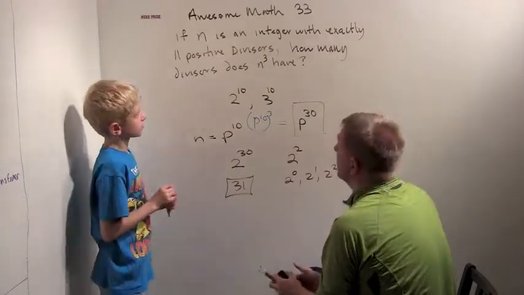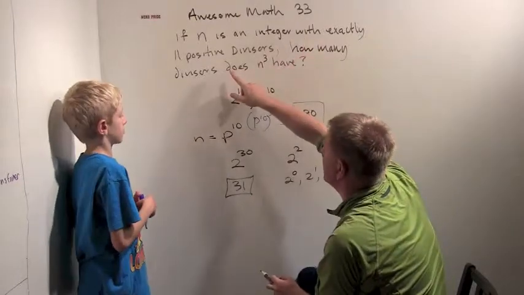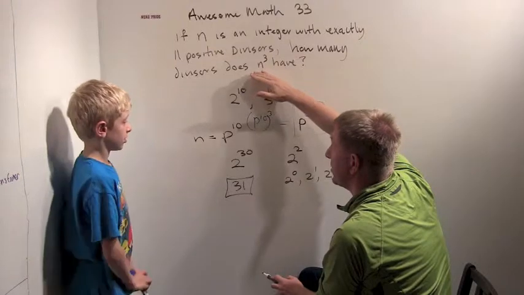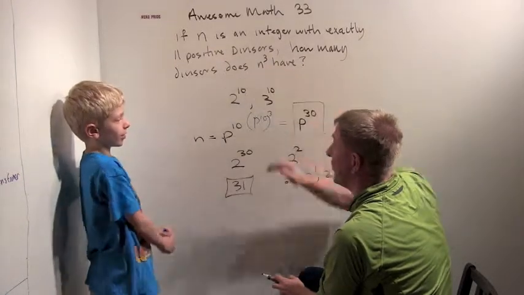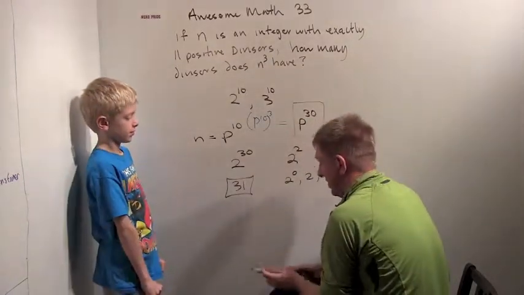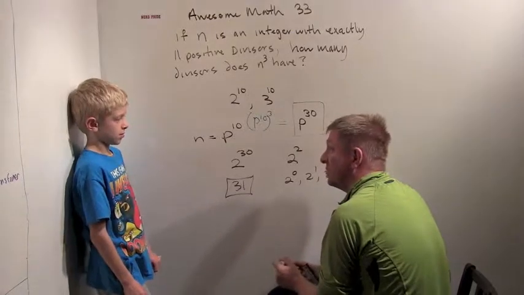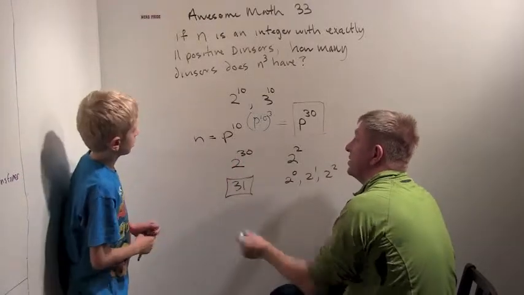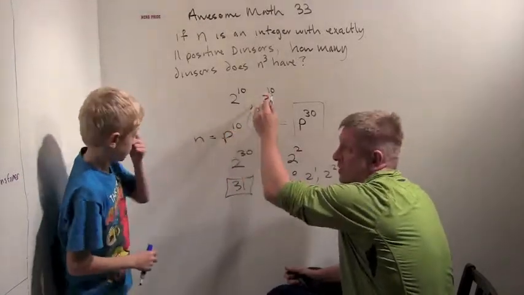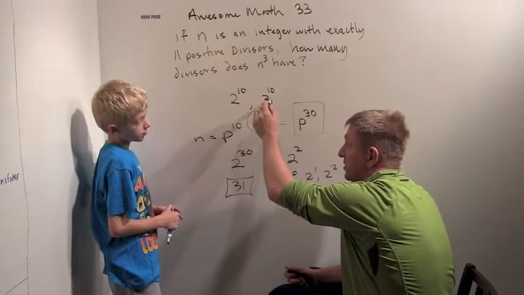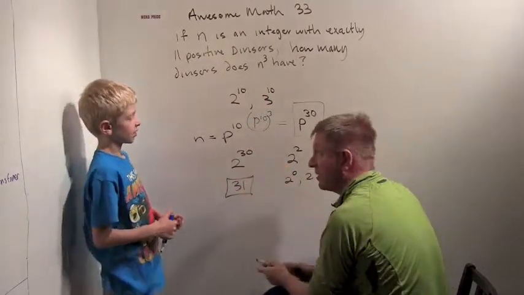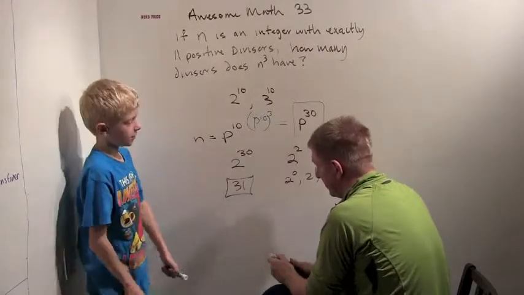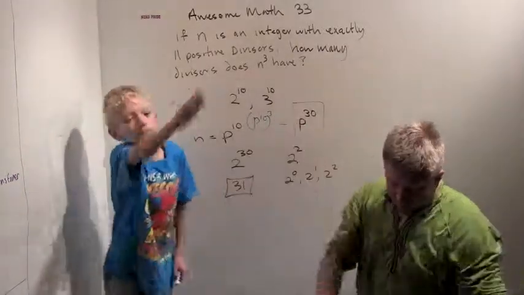So we just learned that if n is an integer with exactly 11 positive divisors, its cube has how many divisors? 31. Whoa. Can you believe that? Yeah. Wow, pretty cool, right? You know what the neat thing is? We don't know what the numbers are. Well, you did know what 2 to the 10th was, but we don't know what 3 to the 10th is. But we know it has 11 divisors, and 3 to the 30th has 31 divisors. We don't even know what the numbers are, but we can count the divisors. Cool.